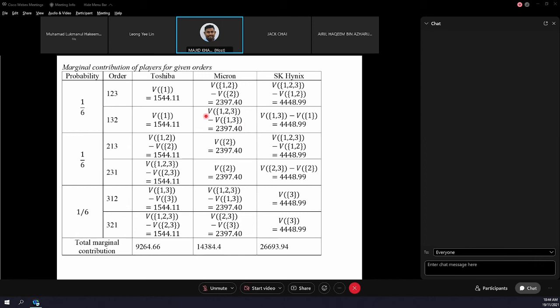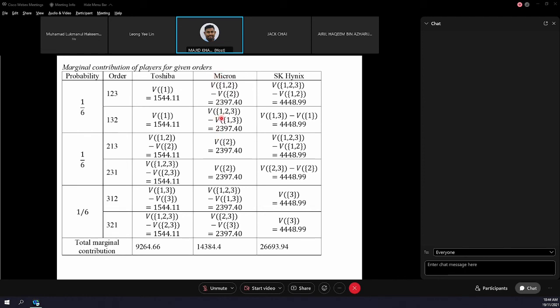When you want to calculate the marginal contribution of player 2, you just take the full coalition, because Micron is player number 2 and SK Hynix is player number 3. So you take the full coalition 1, 2, 3 minus the current coalition, which means 1 and 3. You want to know the marginal contribution if Micron plays alone.